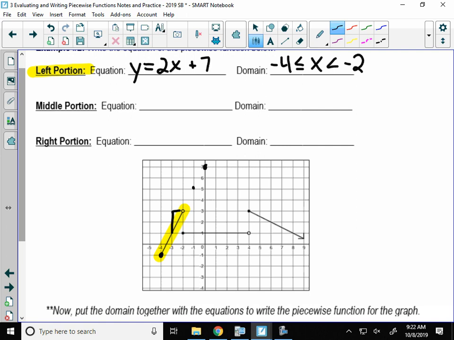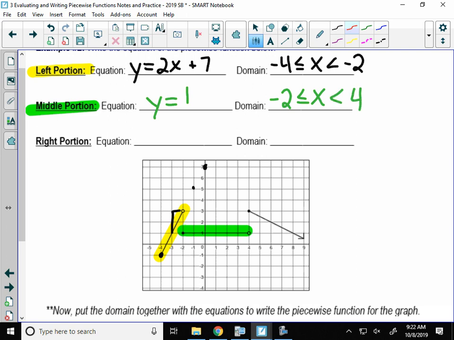The middle portion of this graph, different color here, is a constant function, right? Constant or horizontal lines are written as y equals, and that y equals 1. Now it's also a segment, and I have a closed dot on the left at -2, and on the right I have an open dot at 4.